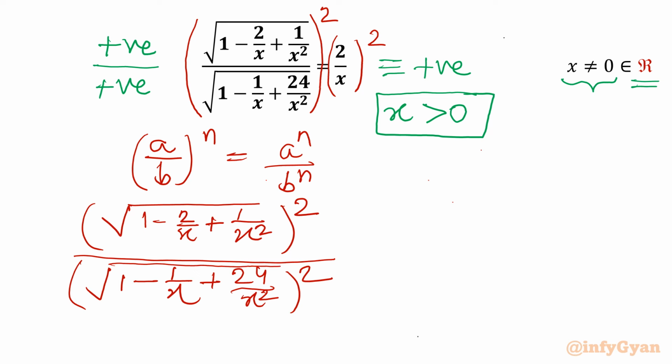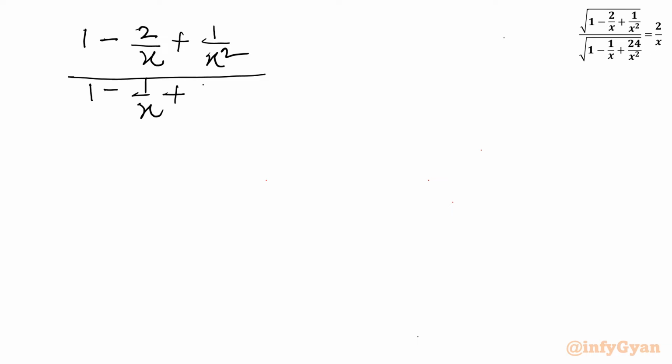Now we can cancel the square root and square terms in the LHS. The right hand side will be 4 over x square. Let us cancel power 2 and square root. Now what is left? Let me write here: 1 minus 2 over x plus 1 over x square, divided by 1 minus 1 over x plus 24 over x square, equal to 4 over x square.